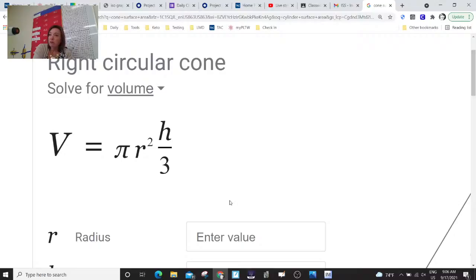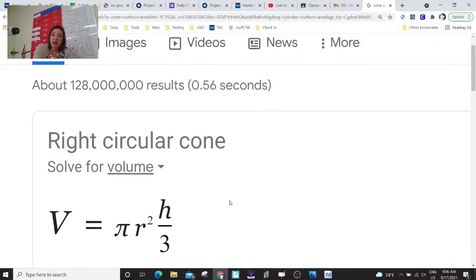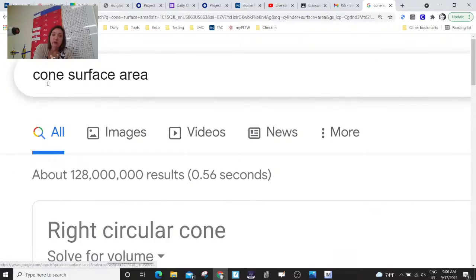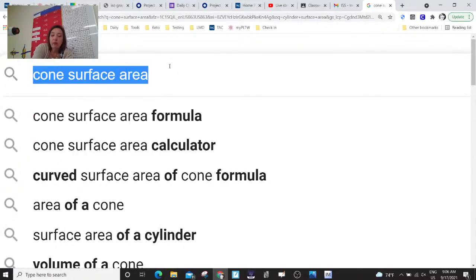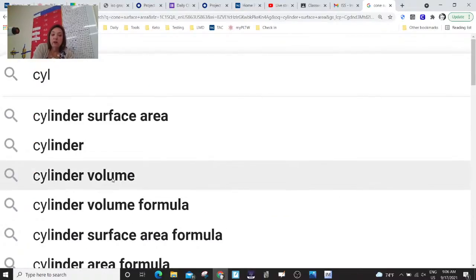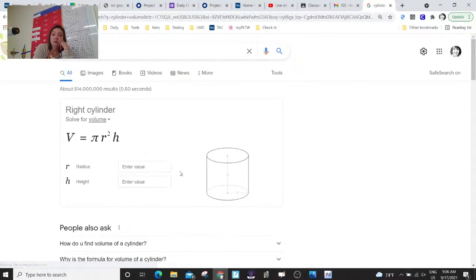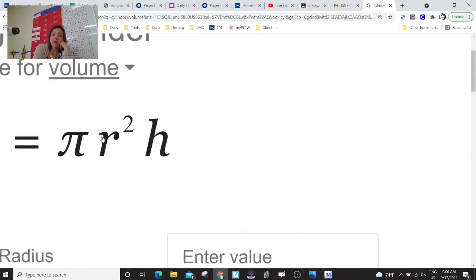Y'all got this one down? All right, now we got to do cylinder volume. Cylinder volume. So here's the volume of a cylinder.